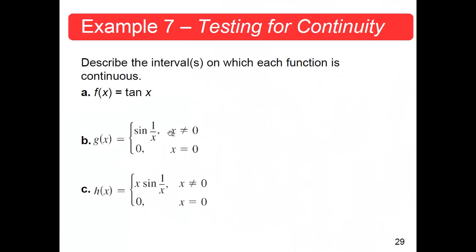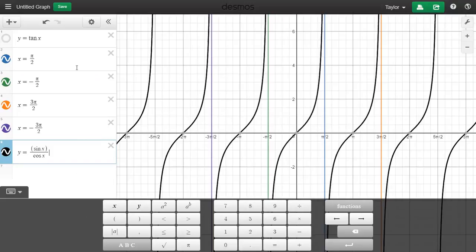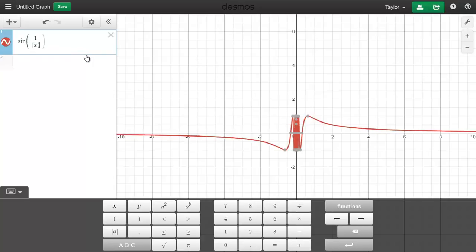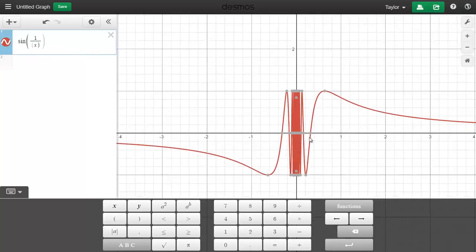All right. Let's look at this piecewise function here. Sine of 1 over x for x not equal to 0, but if x is equal to 0, redefine f of x as 0. Okay, so let's see here. New graph: sine of 1 over x. We talked about this earlier in the class.